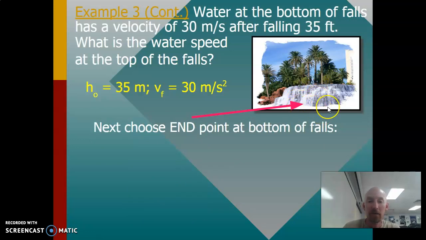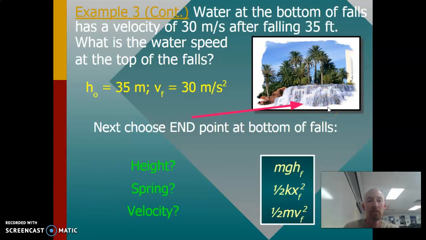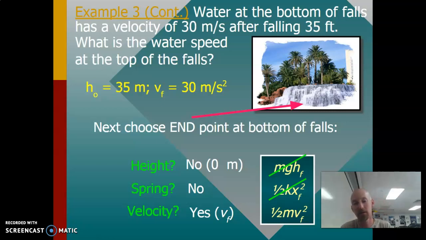At the bottom, what happens? Is there a height? No. Is there a spring? No. Is there velocity? Yes. And so this is how dams work. We actually use dams in order to generate electricity, and we just use that energy transformation process as the water goes from the top of the dam to the bottom.